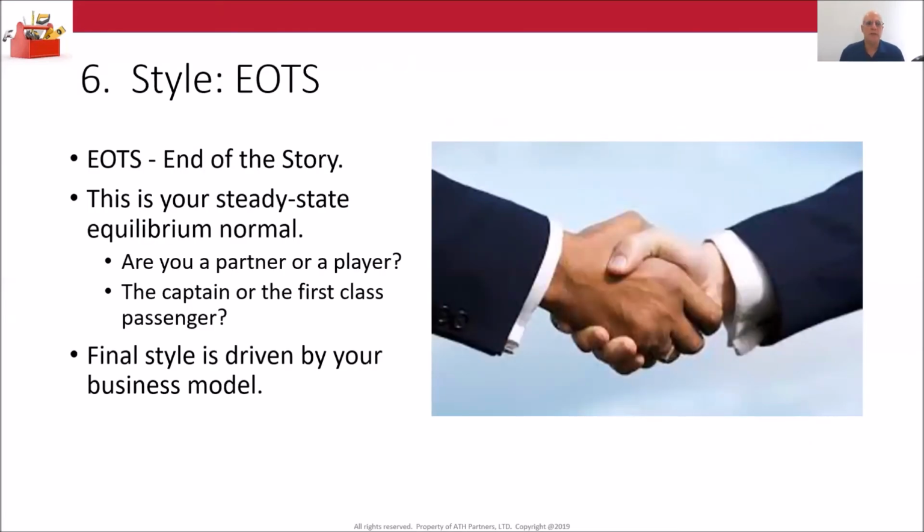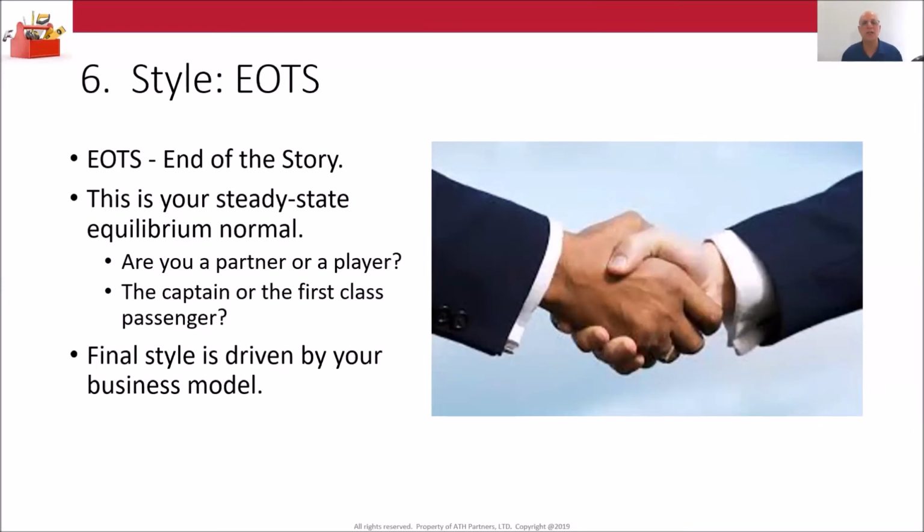And finally, we end up with style. And I want you to be a little bit counterintuitive when it comes to style, because I don't want you to start at the opening style. I want you to start with your ending style, the final style. This is the end of the story. And the end of the story for your negotiation is going to be your steady state equilibrium. If you are going to have a relationship, this is how the relationship is going to run. And if you don't have a relationship, this is how badly you've hurt the other side. So are you a partner, or are you going to be a player who just wants to transact?